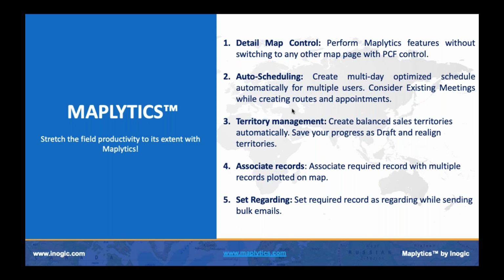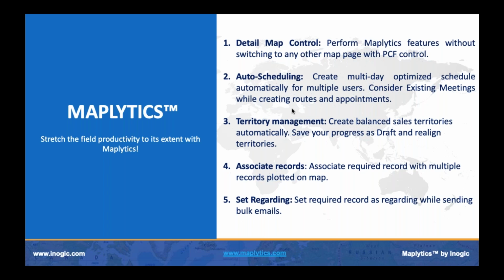The second feature that we'll be going through is auto scheduling. You can use this feature to create a multi-day optimized schedule for your multiple users. This will be an automated process to create the schedule for your users. In fact, you'll also be able to consider the existing meetings if they are already created in the CRM.